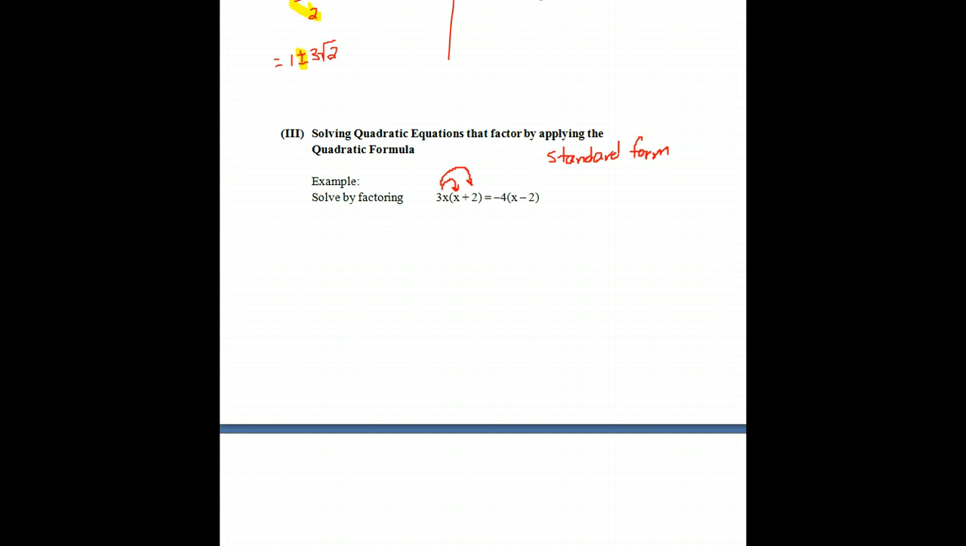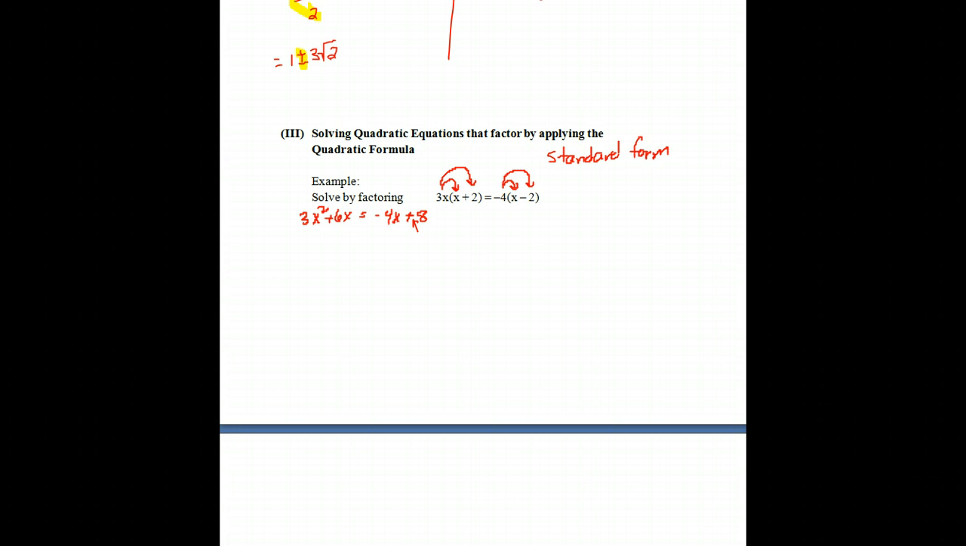So we use distributive property, and we multiply our 3x through and our negative 4 through. So 3x times 3x, 3x squared, plus 6x equals negative 4x, negative times a negative. It's going to work out to be a plus 8, so be careful of that sign there.